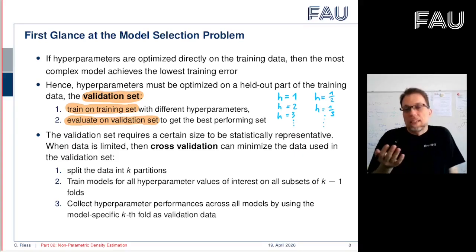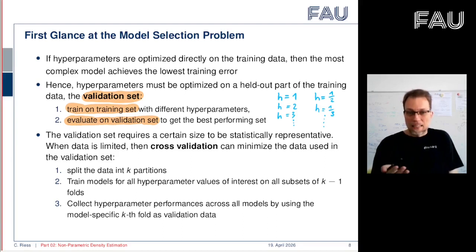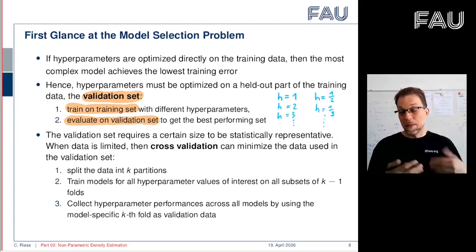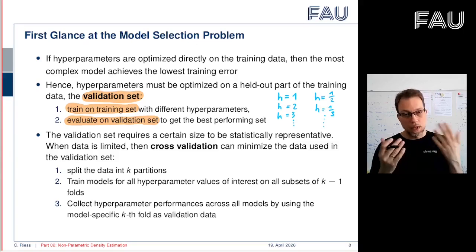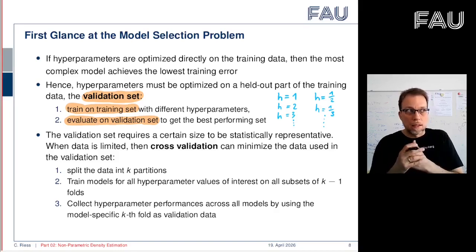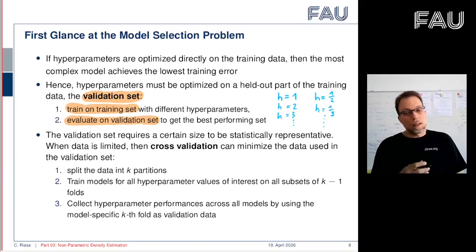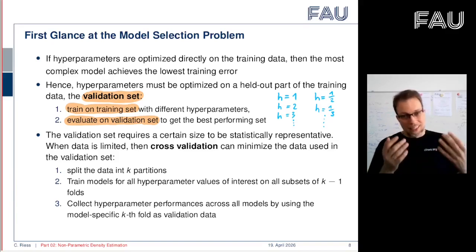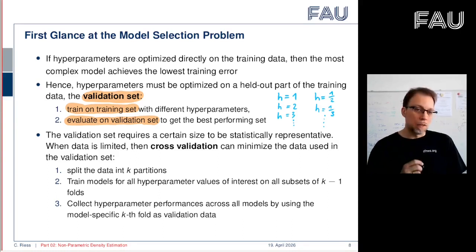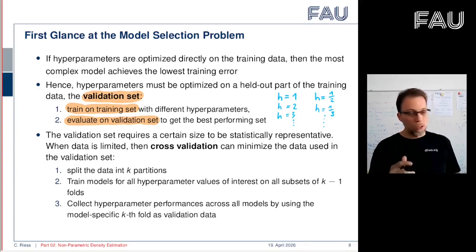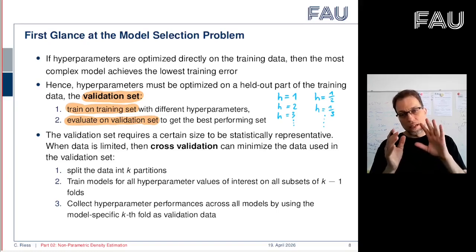Now we're talking about statistics. The validation set requires a certain size so that it is statistically meaningful, representative. Sometimes in some application scenarios, the data sets are not so large. For example, if we think about medical data, we have scans of patients. Depending on what scan of what body region or what disease we're looking for, maybe we don't have that much data.